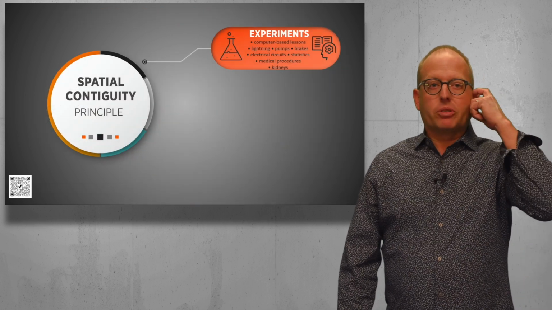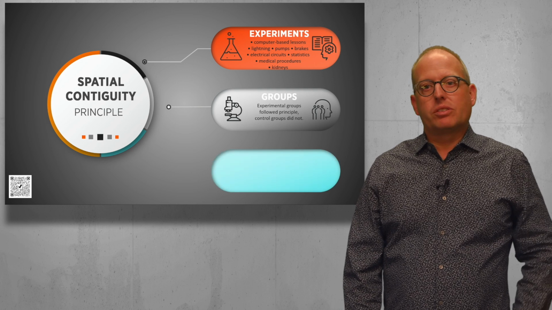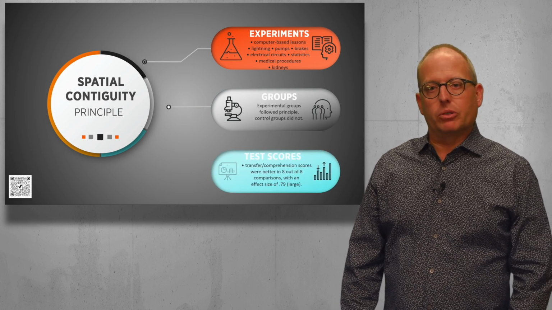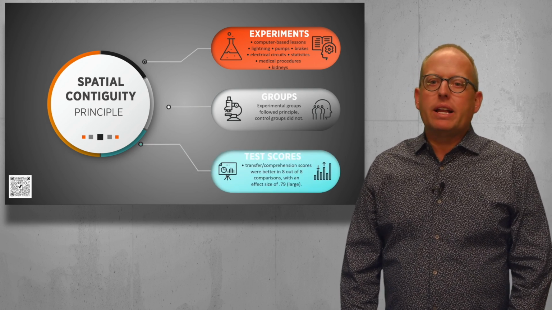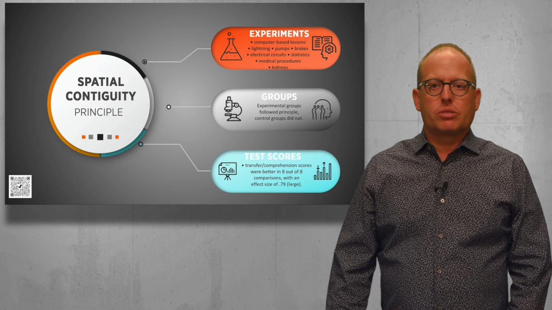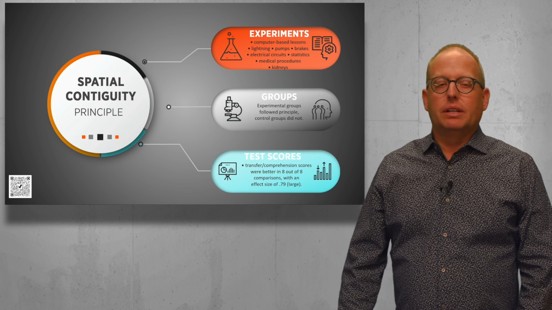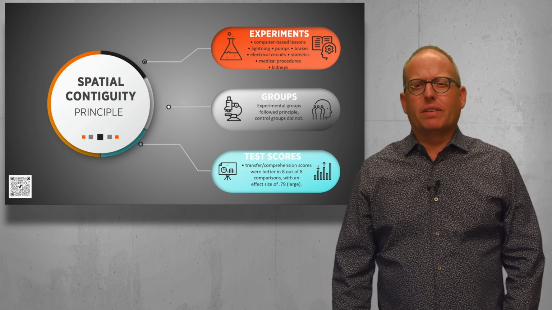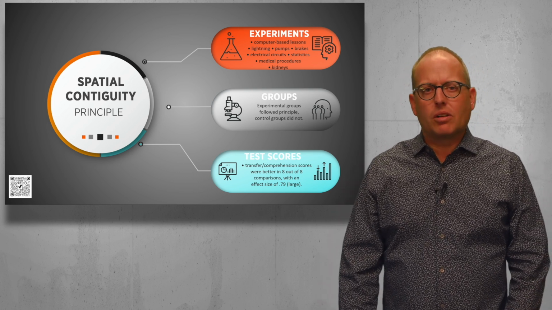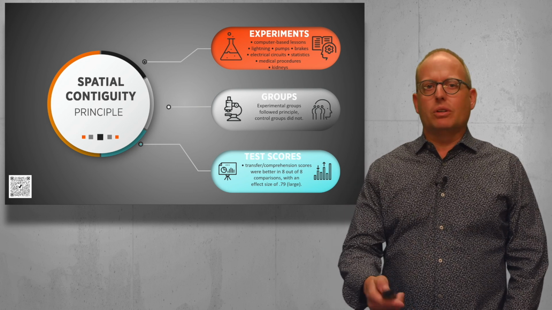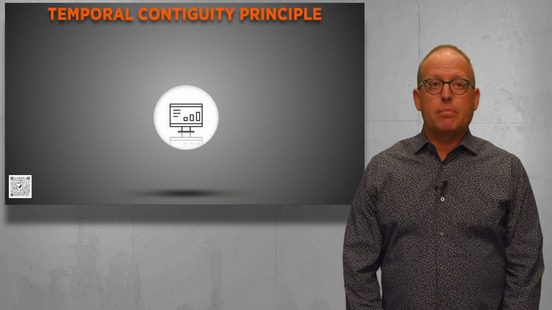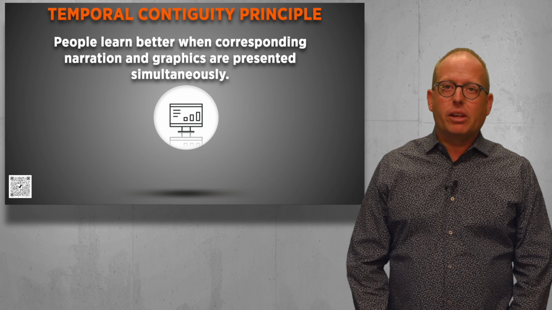Okay, spatial contiguity principle. Here are the effects, the experiments that were done, the groups involved, etc. 8 out of 8 groups were better. The scores were better for 8 out of 8 groups, which is a 0.79 large. I would think that would be much larger, but like I said, I'm no good at math, so we're just going to keep on keeping on. Temporal contiguity principle.